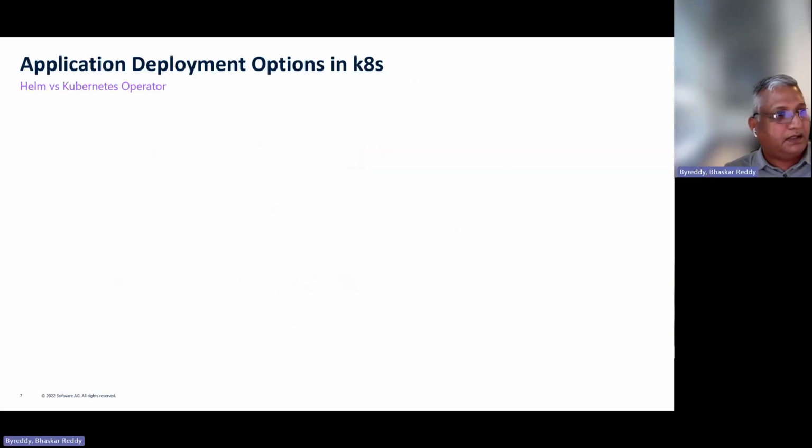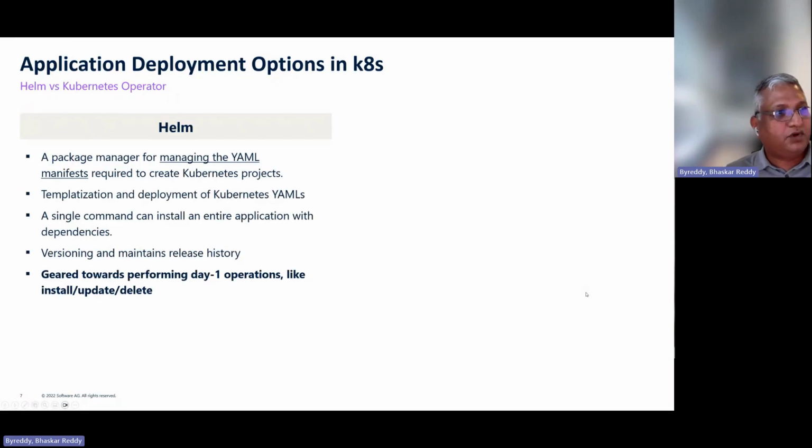Going to the next slide, here I want to compare the different deployment options available in Kubernetes. One is Helm. Helm, as you know, is a package manager managing the YAML manifests that actually end up creating or updating the Kubernetes objects or Kubernetes resources.